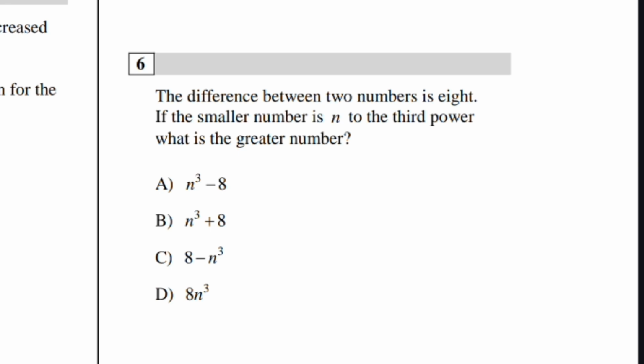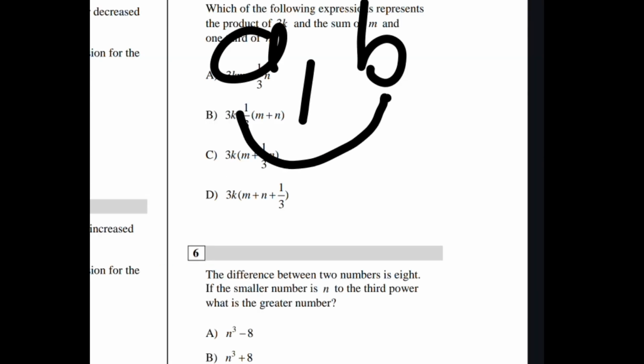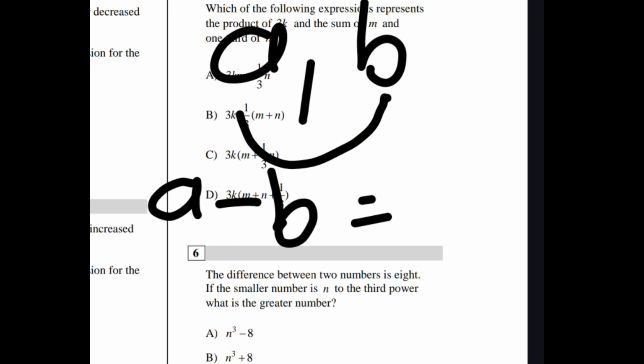The difference between two numbers is 8. If the smaller number is n to the 3rd power, what is the greater number? We have two numbers A and B. The difference between these two numbers is what? That is A minus B equals 8. That is it now. If the smaller number is n to the 3rd power, what is the bigger number?